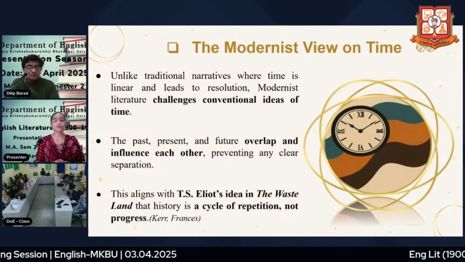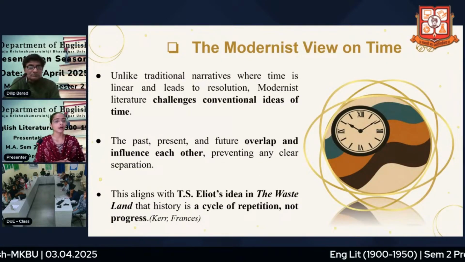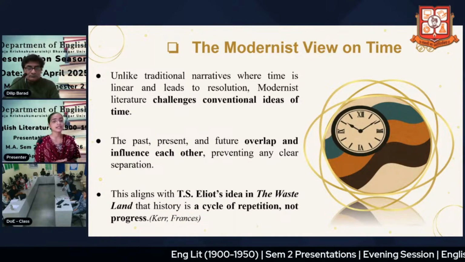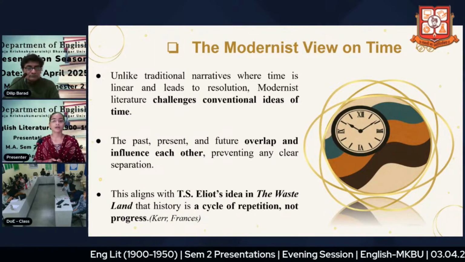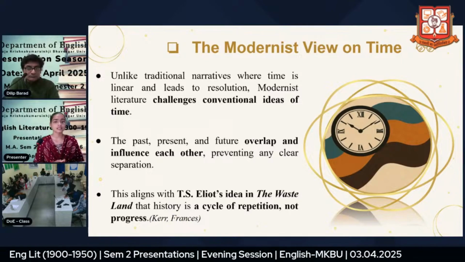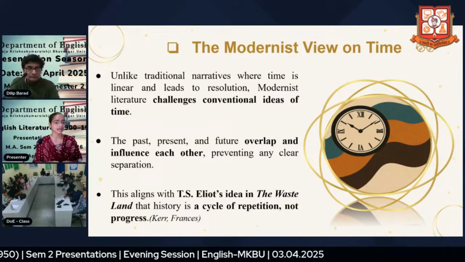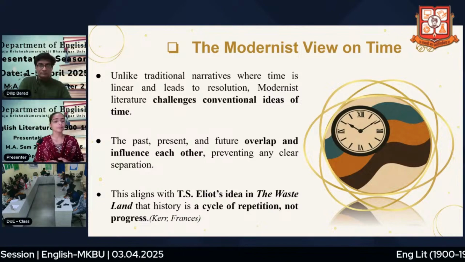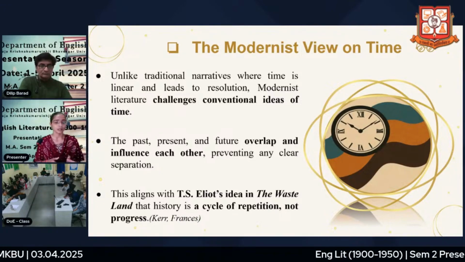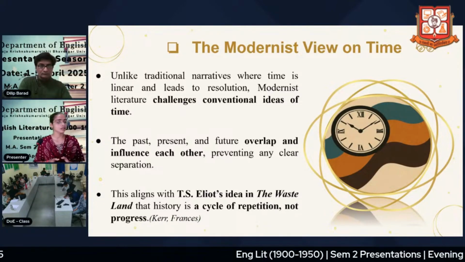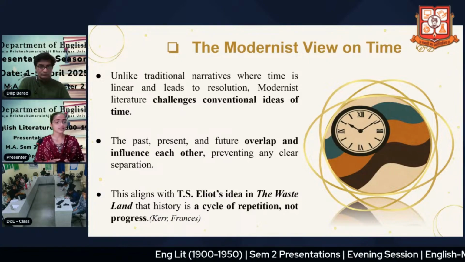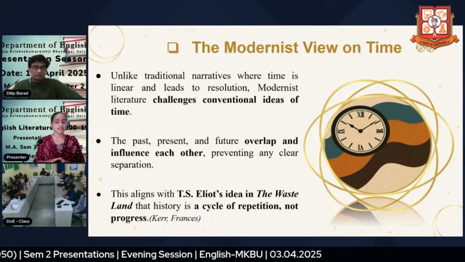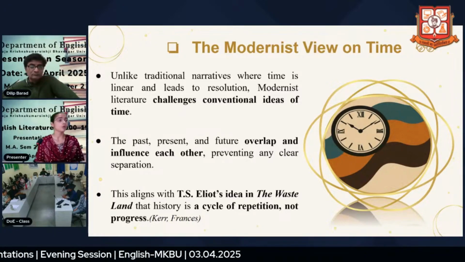The modernist view on time. Unlike traditional narrative where time is linear and leads to resolution, modernist literature challenges the conventional idea of time. The past, present, and future overlap and influence each other, preventing any clear separation. This aligns with T.S. Eliot's idea in The Waste Land of a cycle of repetition, not progress.